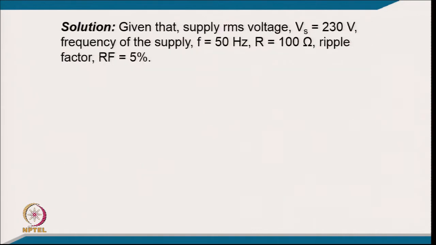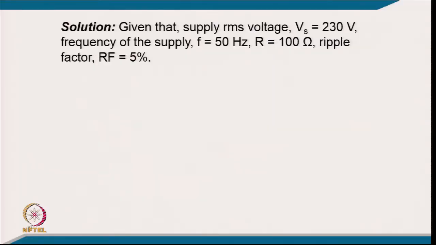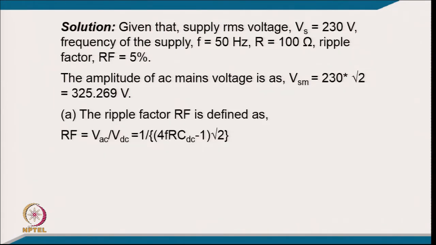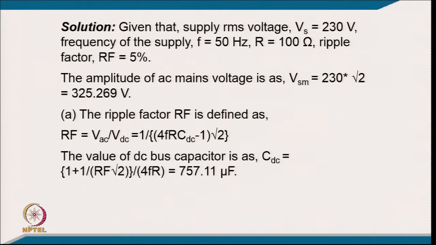Coming to the numerical part, given that the supply RMS voltage is 230 volt, frequency of supply 50 hertz, load resistance is 100 ohm, ripple factor RF is 5% and the amplitude of AC mains voltage is 230 into root 2, that is 325.269 volt. The ripple factor is defined as RF equal to VAC upon VDC, and after derivation it comes to 1 upon (4 FRC minus 1) into root 2, putting in the values of all the factors.